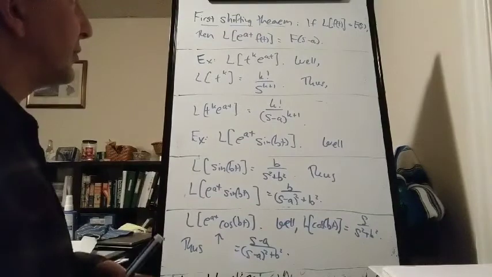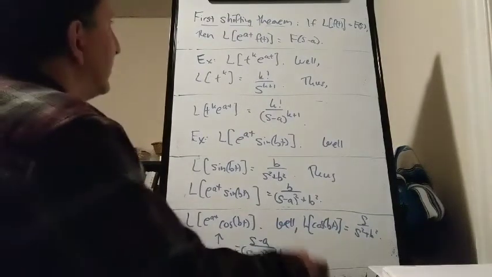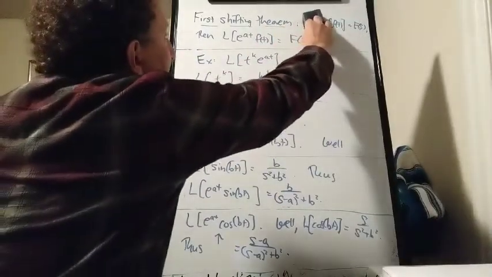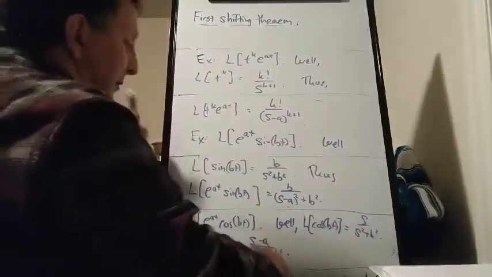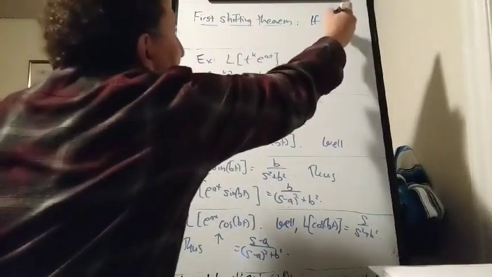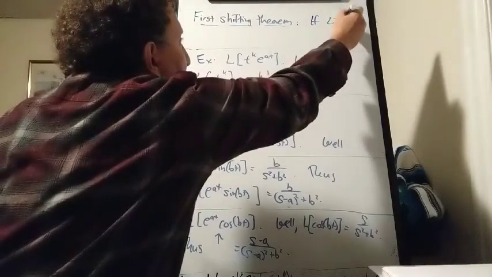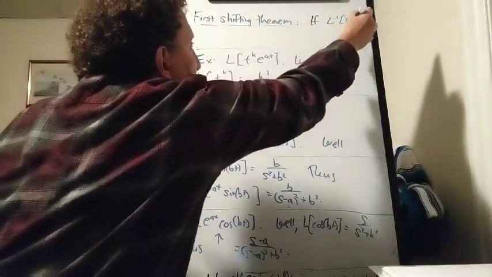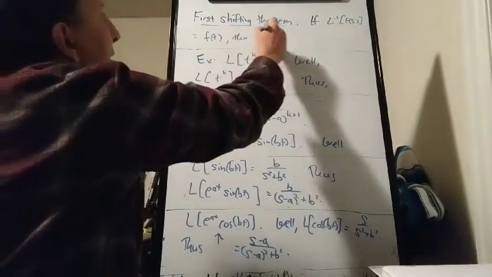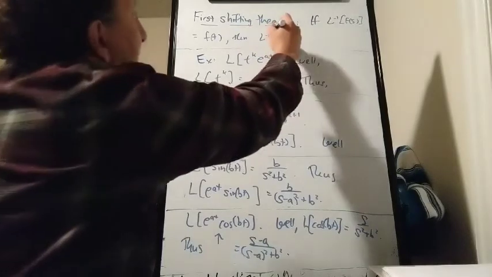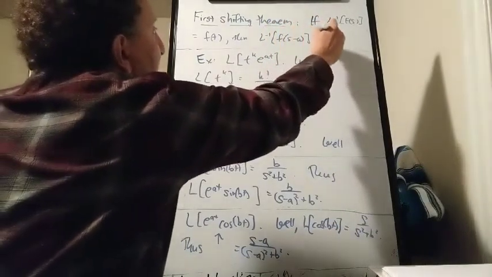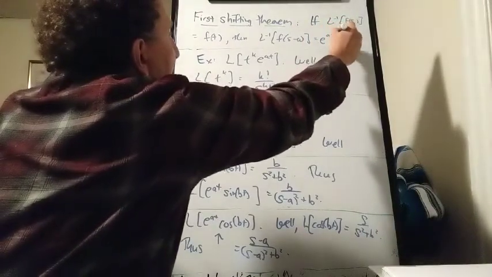Alright, now let's do some examples of the inverse direction. So let me write the inverse direction here. If the inverse Laplace transform of F of s equals f of t, then the inverse Laplace transform of F of s minus a equals e to the at f of t.